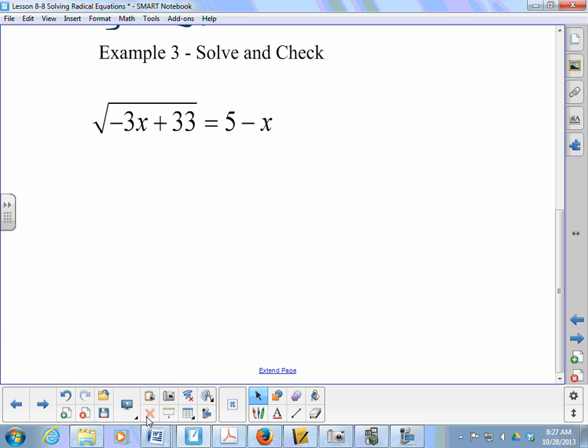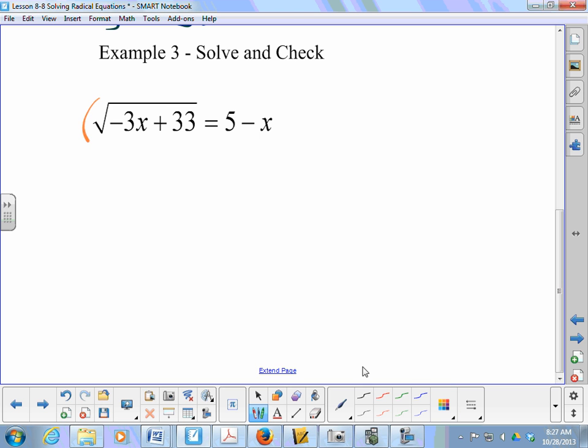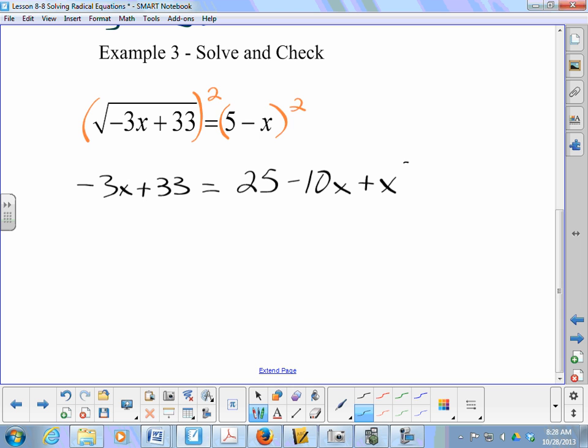So we have one radical. Is it isolated? All right. So what are we going to do then? Okay, we're going to square both sides. So on the left, I get negative 3x plus 33. And on the right, I get 25 minus 10x plus x squared.